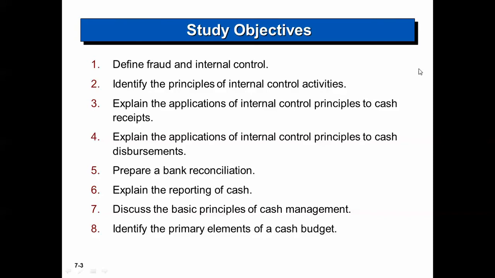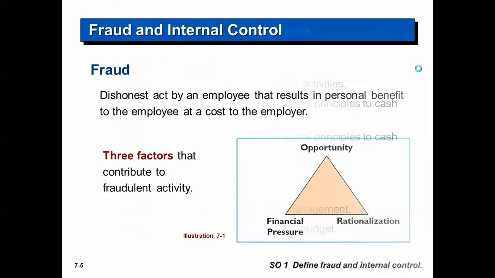The study objectives for this chapter then. We're only going to do the first through 4 here. Define fraud and internal control. Identify the principles of internal control activities. Explain the applications of these principles to cash receipts. And do the same again, explain the applications to cash disbursements.